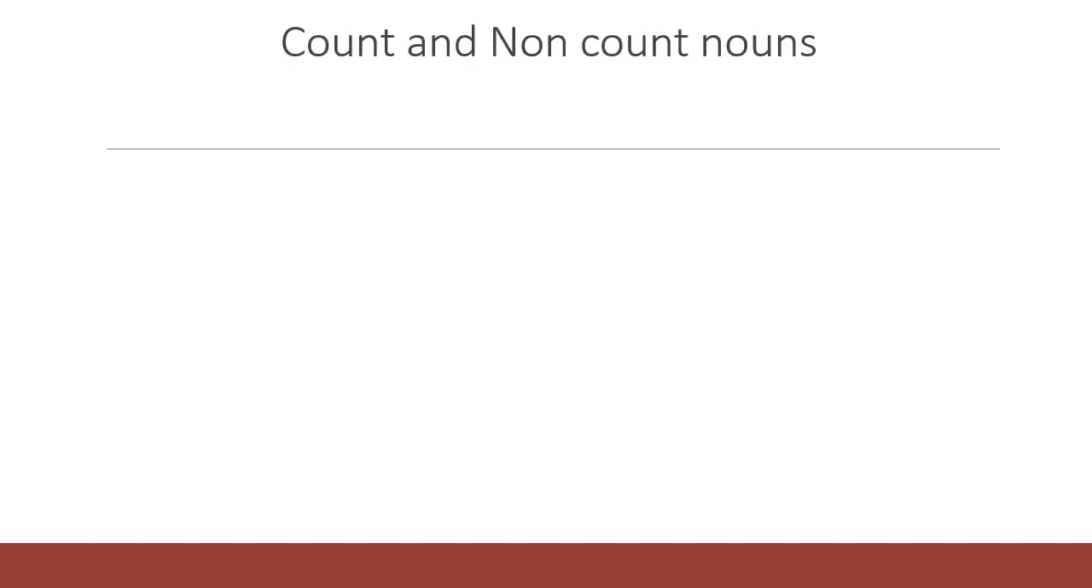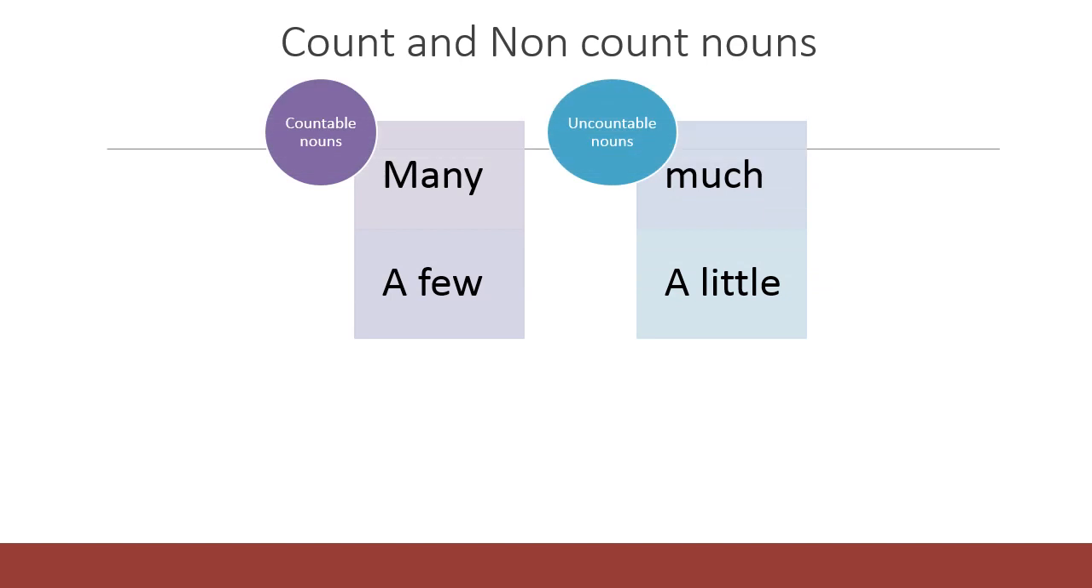Count and non-count nouns. They are also known as countable nouns and uncountable nouns. So if you use the first names or the second, we're talking about the same topic. When we talk about countable nouns, we have some quantifiers like many. Let's check an example. There are many students in class. And a few, or just few. There are few students in class.